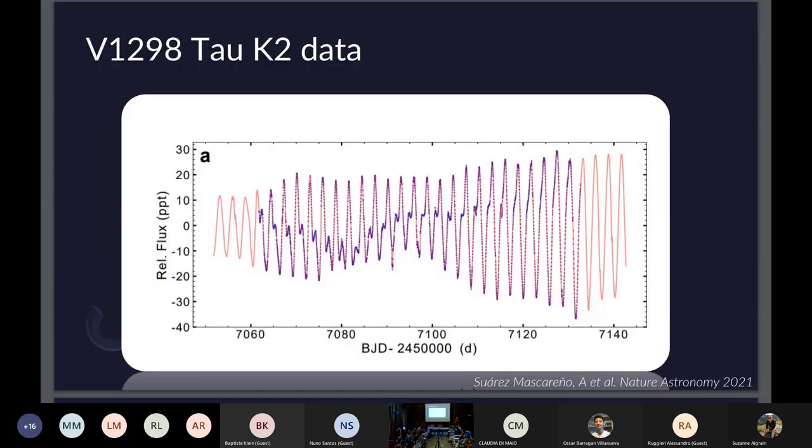And they were detected in the K2 data. The K2 data of this star looks something like this, where you can basically already see the rotation very clearly. You can also see that there are probably two groups of spots, mostly by eye. And it's one of those cases where the transits are a bit hard to get from the raw data.